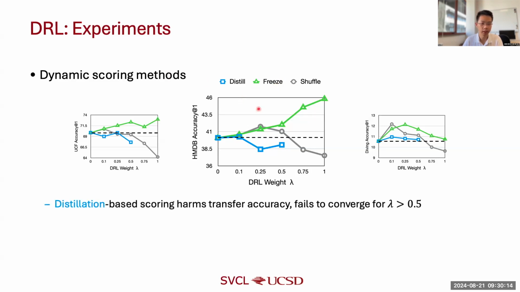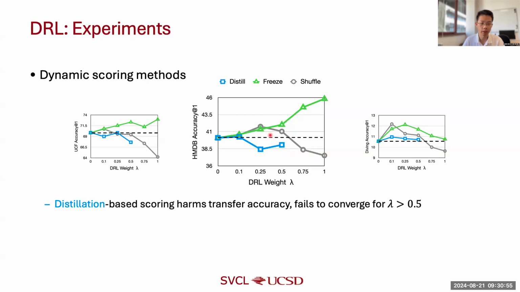Taking the HMDB results as an example, we find that distillation-based scoring, in blue curves, does not actually improve transfer accuracy. It also fails to converge for larger weights lambda, which is probably due to the instability introduced in that minimax objective. In comparison, we find that frame shuffling, in gray, actually improves the transferability for smaller values of lambda in all three cases, but it also degrades quickly as the value of lambda increases.